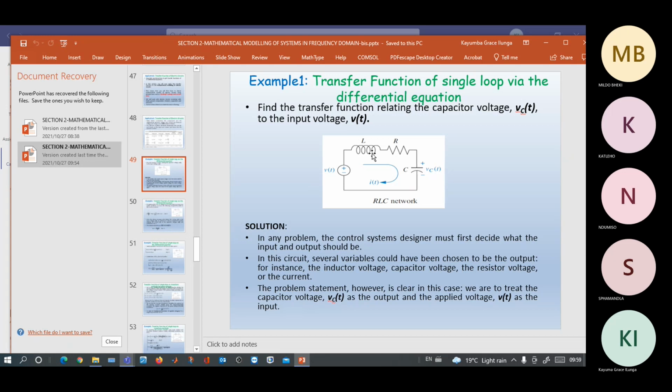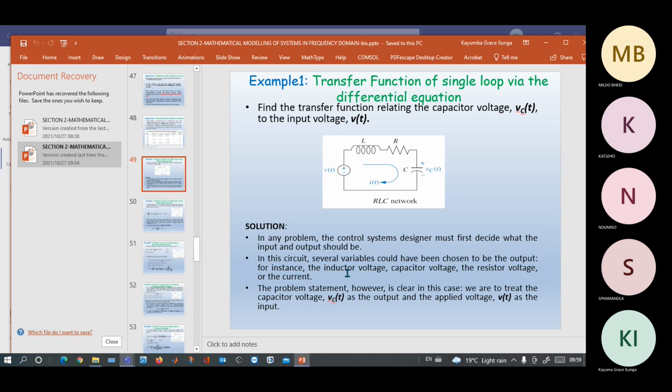In this circuit, we can choose anything to be the input or output. We can say our output is the current and the input is the voltage. Or the output is the inductor voltage and the input is V(t). Or R can be your output, or you can use the voltage between R and L as an input. It depends on whatever you choose and whatever they ask you to find. So several variables could have been chosen as the output.